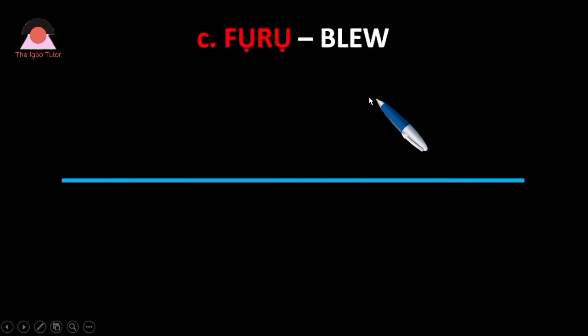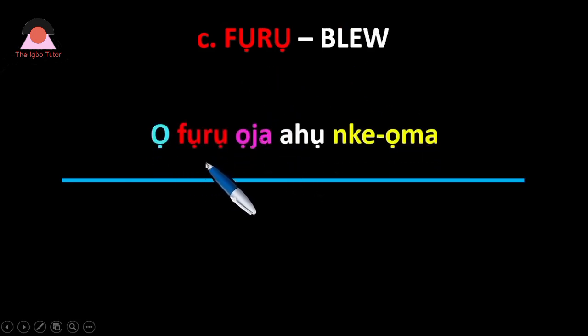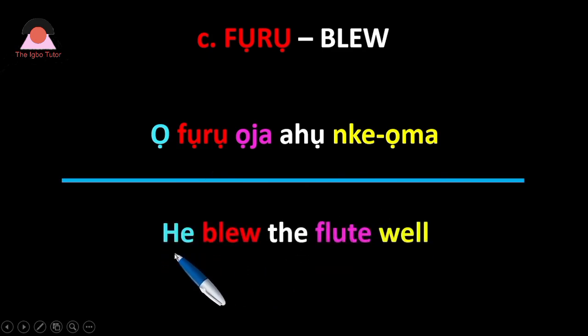Let's go to C. Foro, past tense, blew. A sentence now. Ọ foro ọjà ahụ nke ọma. What does this mean? He or she blew the flute well, match the colors appropriately.